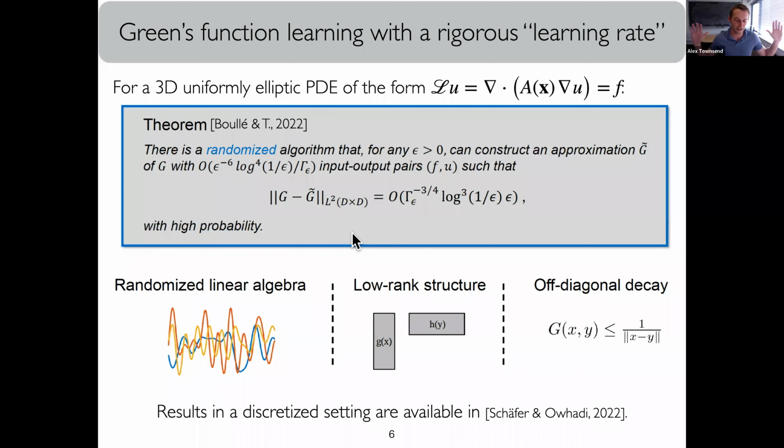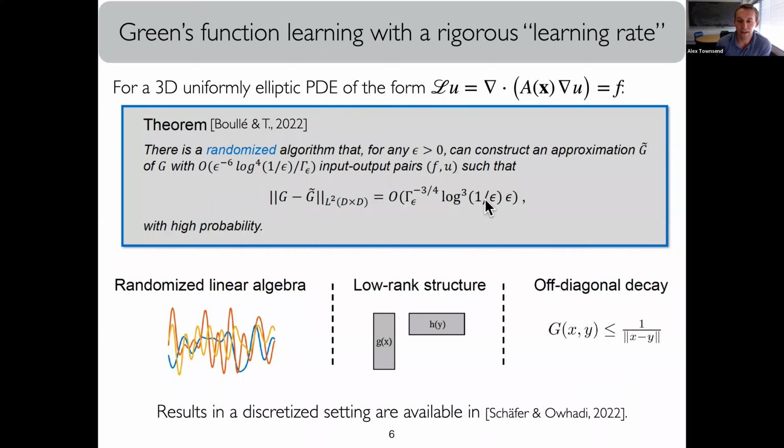So let's just restrict ourselves to 3D uniformly elliptic PDEs, and I'll just keep the absolute simplest form so I can write everything down as explicitly as possible. This is a self-adjoint elliptic PDE. Then what we have here is a randomized algorithm where we know everything about it, which means if you give me an epsilon, which you say, okay, I want to learn this Green's function to within epsilon, I can tell you what input-output data to try, and how much you need, which is here, and what accuracy you get at the end if you run this algorithm.